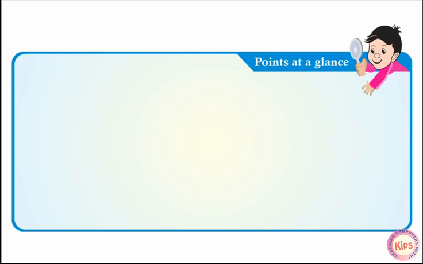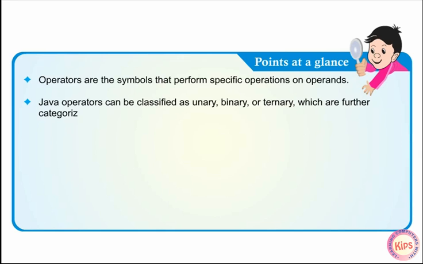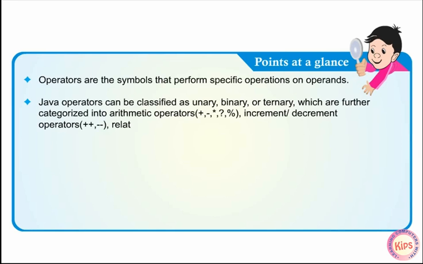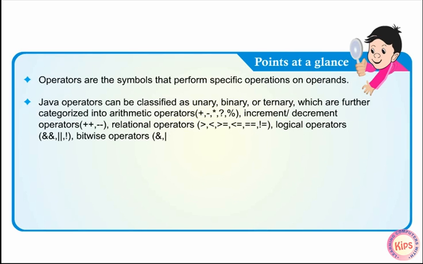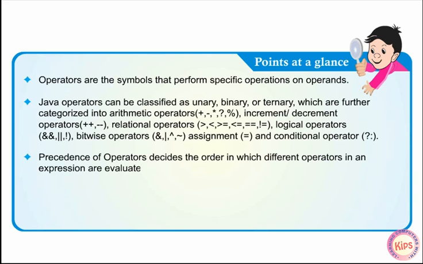Let us go through the points at a glance of this chapter. Operators are the symbols that perform specific operations on operands. Java operators can be classified as unary, binary or ternary, which are further categorized into arithmetic operators, increment, decrement operators, relational operators, logical operators, bitwise operators, assignment and conditional operator. Precedence of operators decides the order in which different operators in an expression are evaluated.